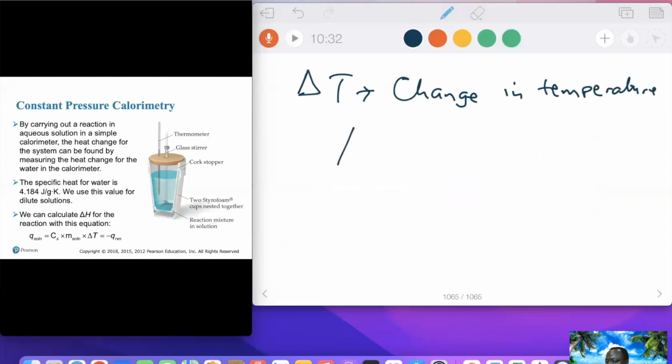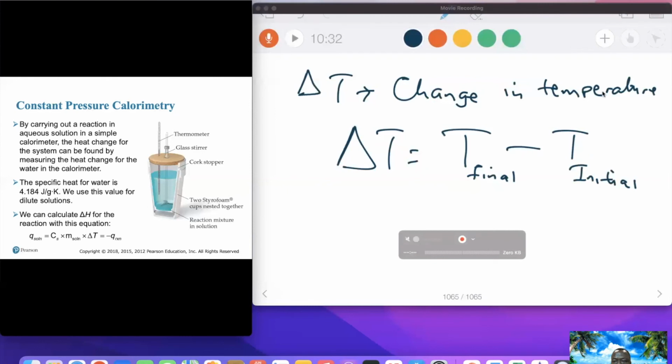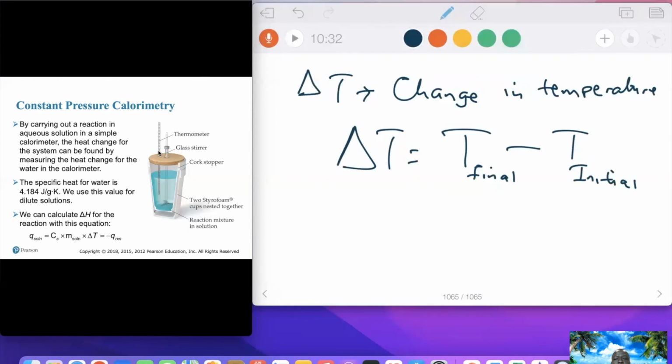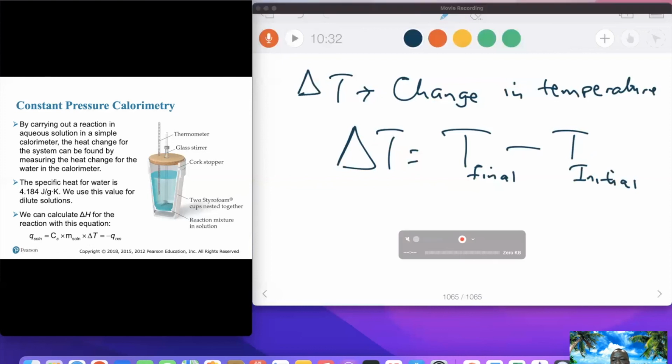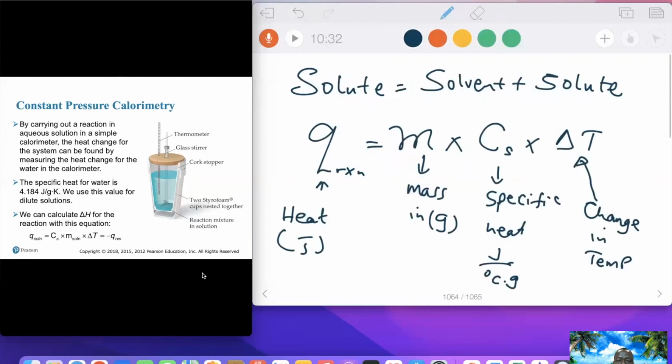which is determined by T final minus T initial. Final minus initial. You see this? Delta means change in temperature. If you know the starting temperature, that is the initial temperature, and the final after the reaction, final temperature minus initial temperature gives you this term in this equation when calculating the heat given in joules.